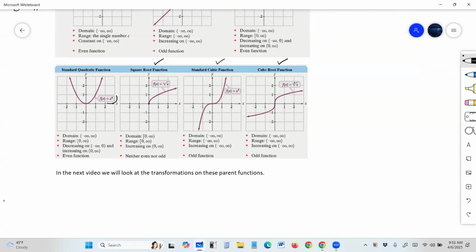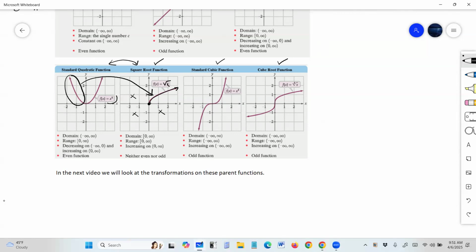The square root function is related to the quadratic, and the relationship is the following. This piece right here gets transformed or shifted or rotated to the right. Okay, only this piece. And going through the origin, you have this half a parabola right here. So this is the f of x equals square root of x function. Now, there's nothing here, and there's nothing here.